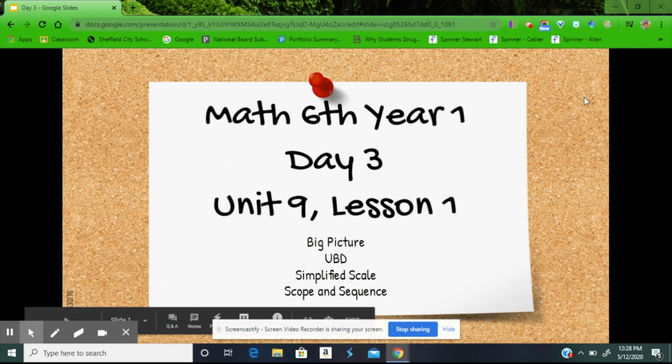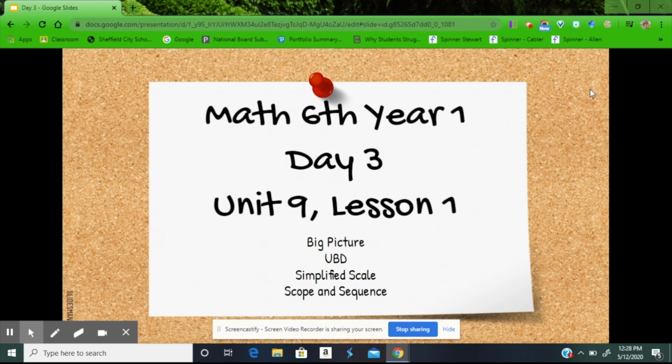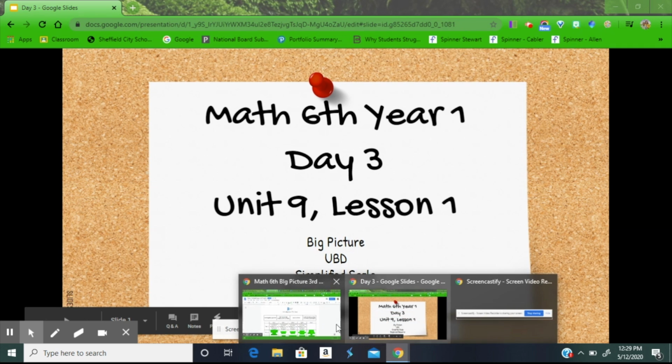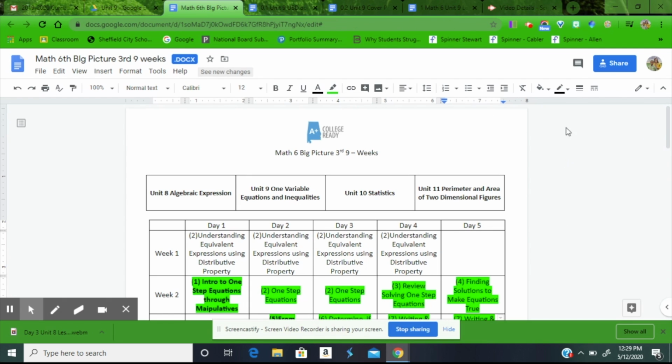We're now going to look at Unit 9, Lesson 1. And because this is a new unit, we're going to look at the big picture, the UBD, the simplified scale, and the scope and sequence. So let's start off with our big picture.